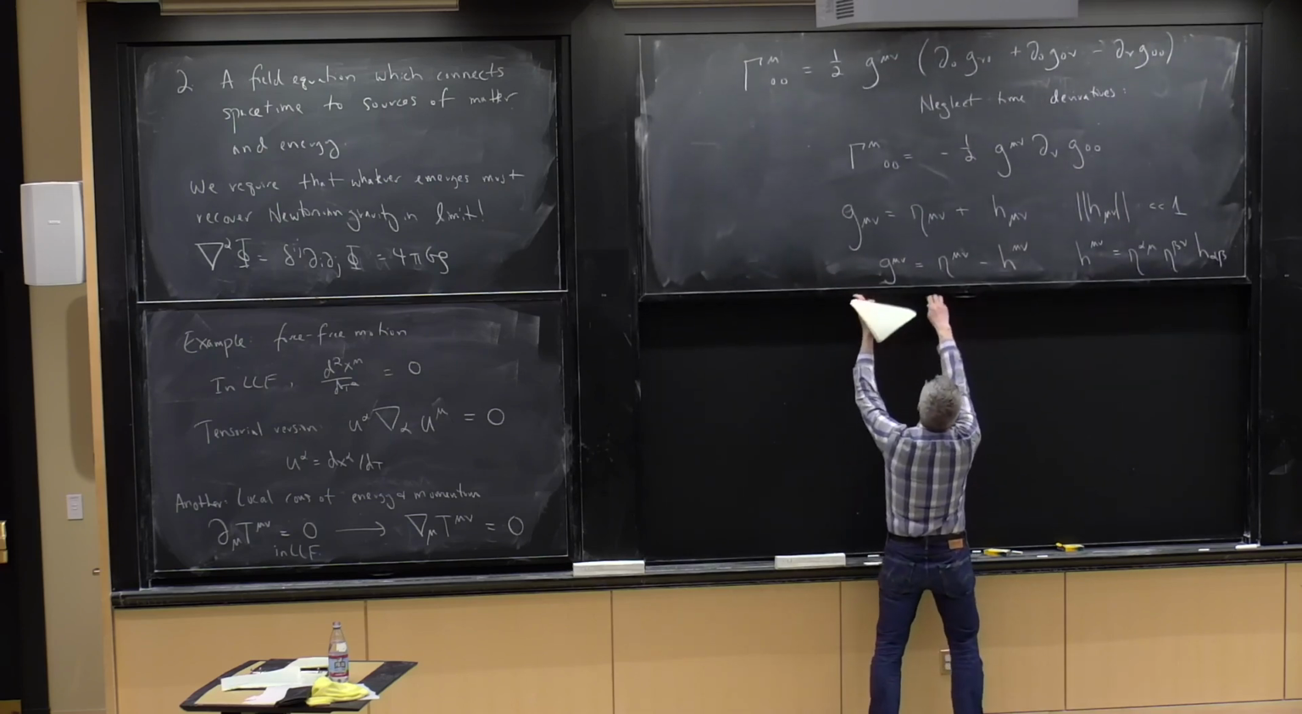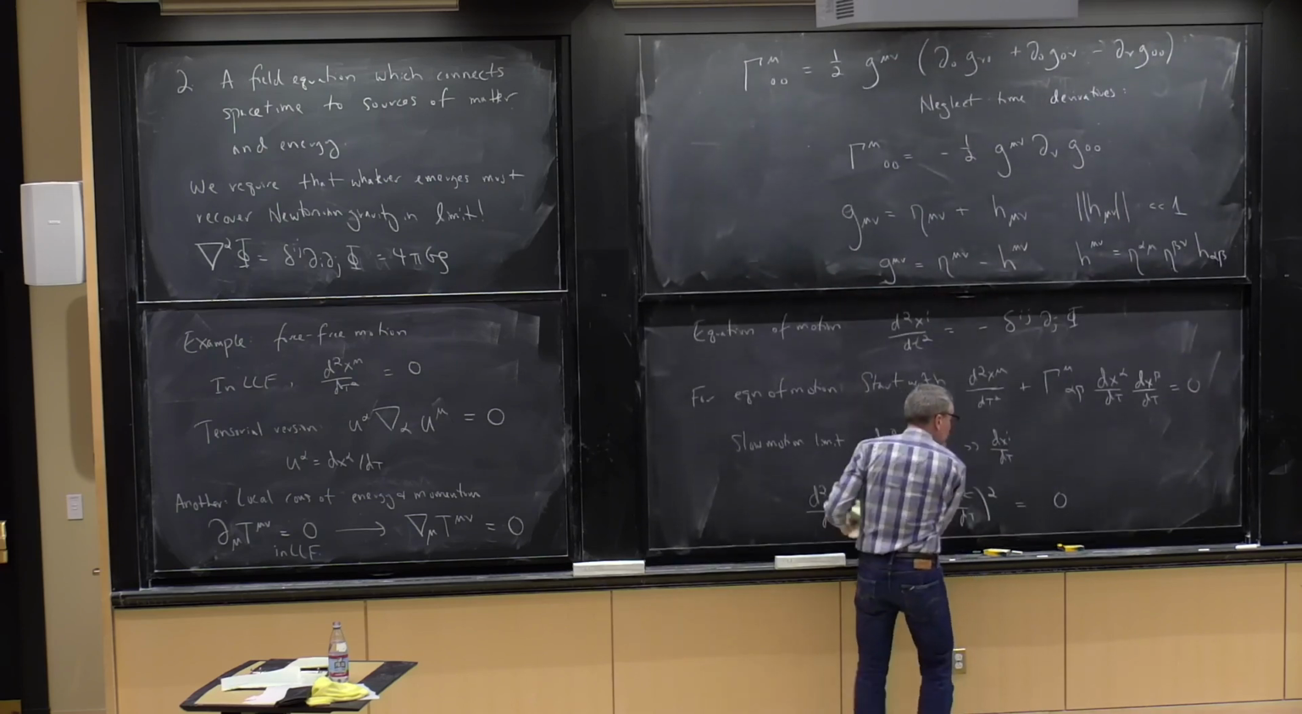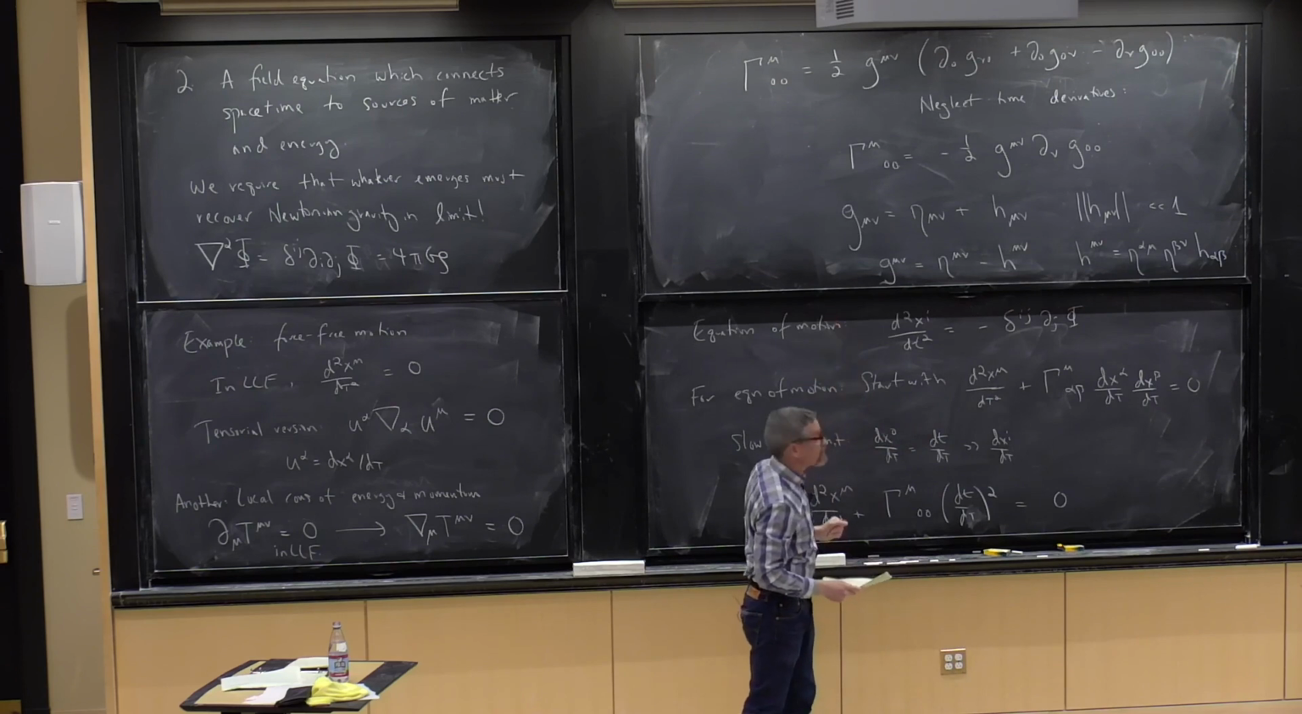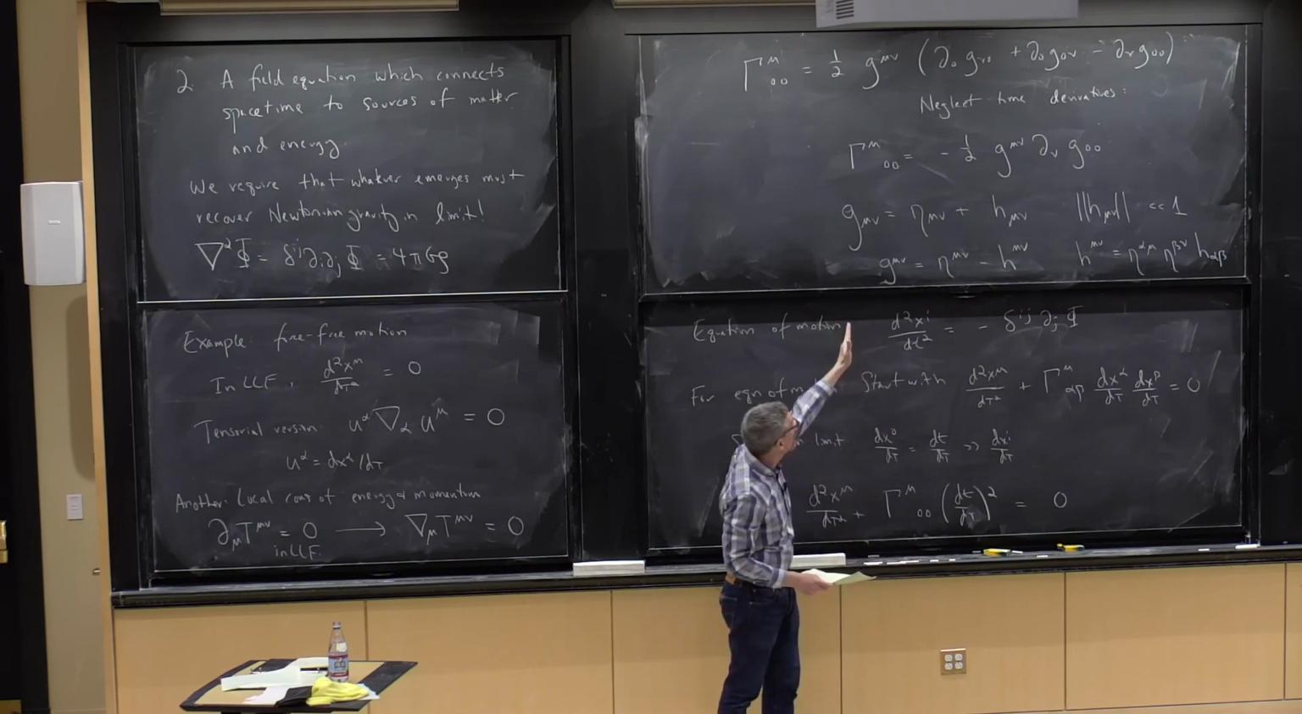Now, the reason I'm going through all this is that in order to work out this Christoffel symbol, I need to take a derivative. The derivative of eta is 0. Okay? So the only thing that gets differentiated is h.